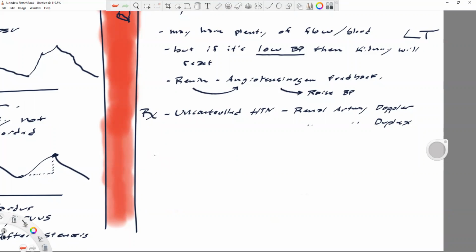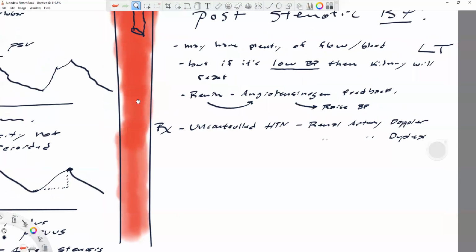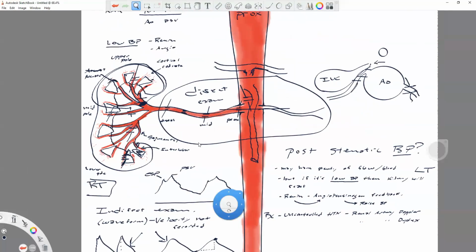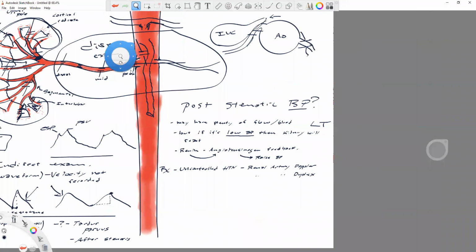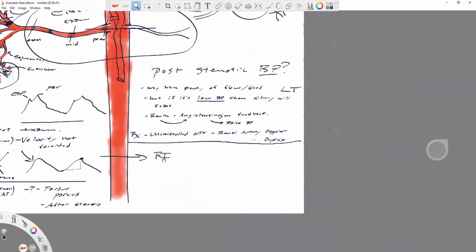So, resistive index. First part of the exam, the direct exam, we're getting the RAR, renal aortic ratio, and that is simply a division. RAR, that's for the direct exam. For the indirect exam, which we're describing over here, we get the RI. That is resistive index.